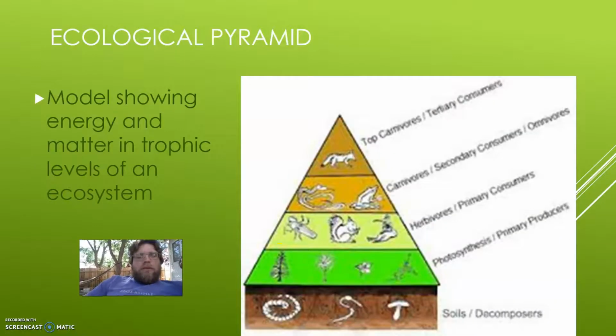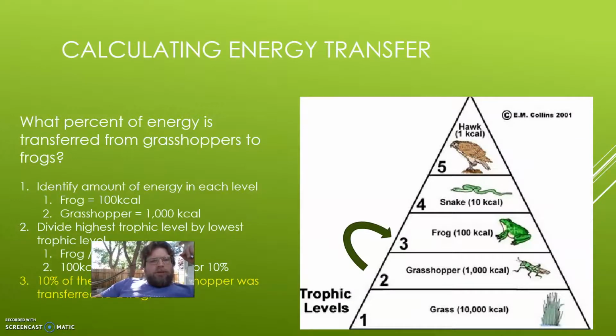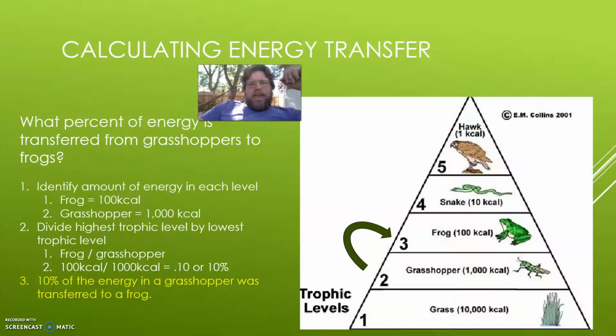All right, now you see a pyramid in your worksheet this week. An ecological pyramid is a model showing energy and matter in an ecosystem. It's a snapshot of how much energy is at each trophic level, how much matter, how much mass is at each trophic level. One thing I'm going to have you do is calculate energy transfer. So let's do an example.